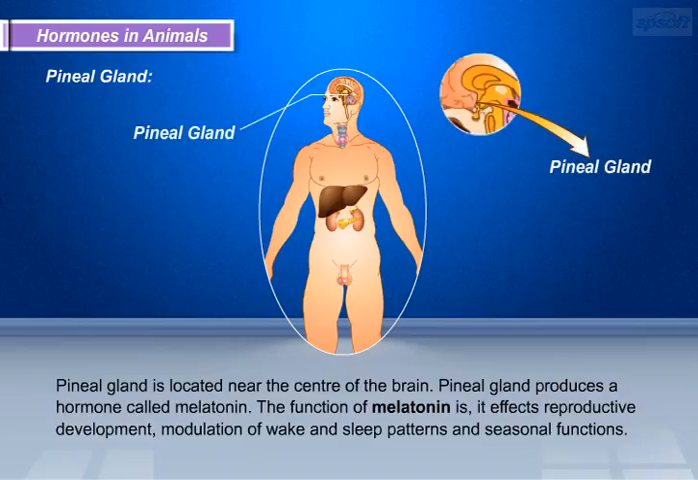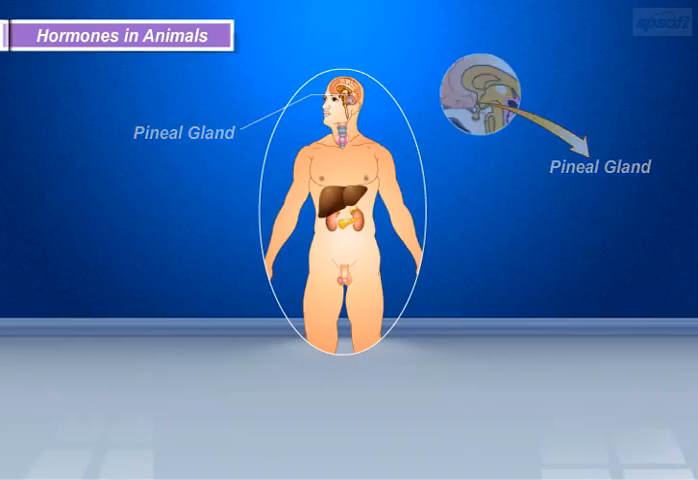Pineal gland. Pineal gland is located near the center of the brain. Pineal gland produces a hormone called melatonin. The function of melatonin is that it affects reproductive development, modulation of wake and sleep patterns, and seasonal functions.